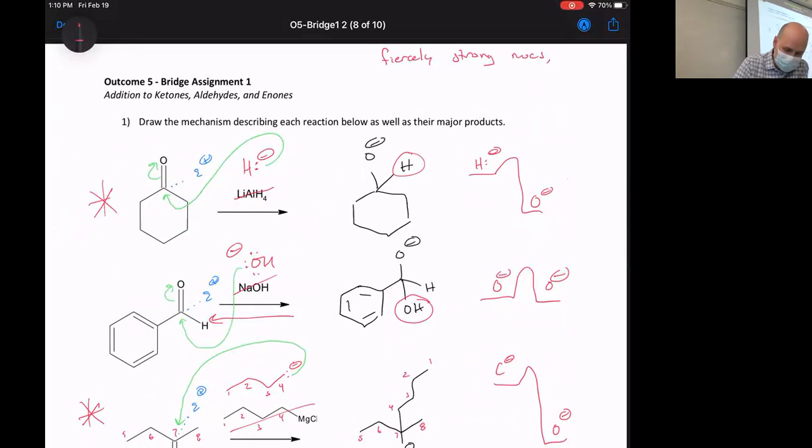And they are going to directly attack carbonyls, and it's going to be more or less irreversible. Reversible. All right. And those are your C minus and your H minus.